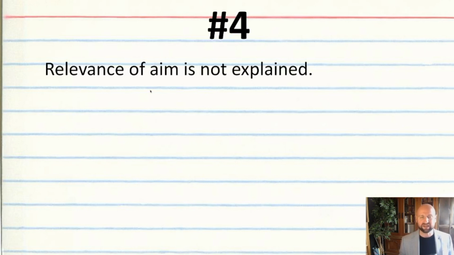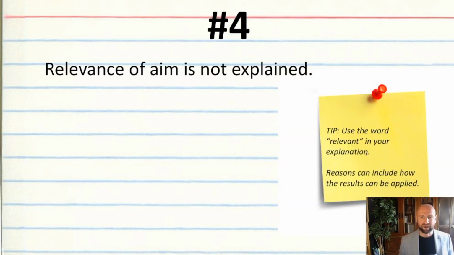Okay, number 4, the 4th biggest mistake students make is they don't explain the relevance of their aim. Now, this is something that you have to do. So I would use the word relevant somewhere in your explanation. So when you're explaining your aim, you say this is relevant because, right? And the reasons why it can be relevant could include how the results can be applied. How can we use these results? So that's really what you're trying to explain here.